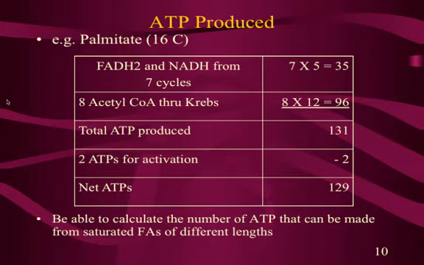So you want to be able to calculate the number of ATP that can be made from saturated fatty acids of different lengths. I'm not going to ask you an unsaturated fatty acid. Would an unsaturated one be more or less? Less, because there's less hydrogens.